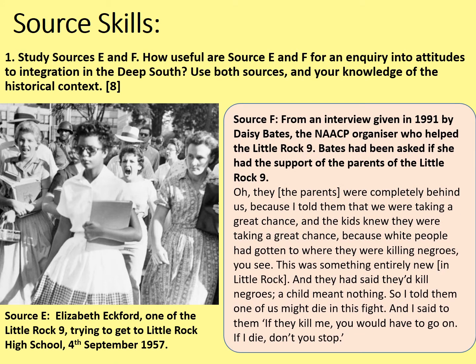Then we got source F. This is from an interview given in 1991 by Daisy Bates. She was a key NAACP organiser who helped the Little Rock 9. Bates had been asked if she had the support of the parents of the Little Rock 9.